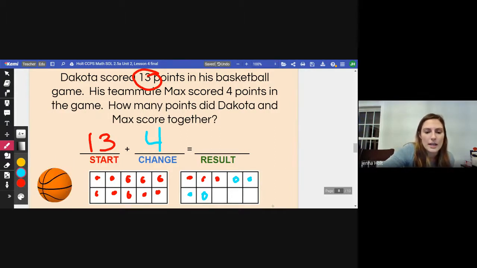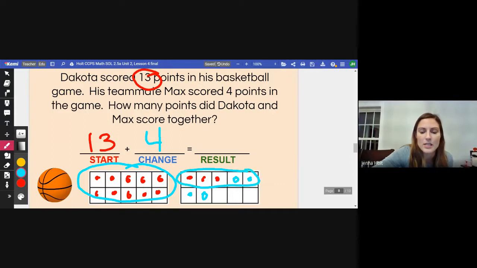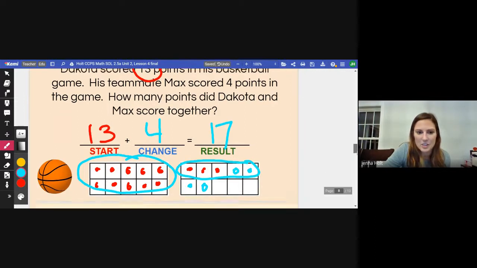All right, my result is going to be the total. So I know that I have a 10 frame full. So I'm not going to count them individually. I'm going to count 10. I see I have a group of 5. So 10, 15, 16, 17. So my result for this one is 17. All right, let's try another.